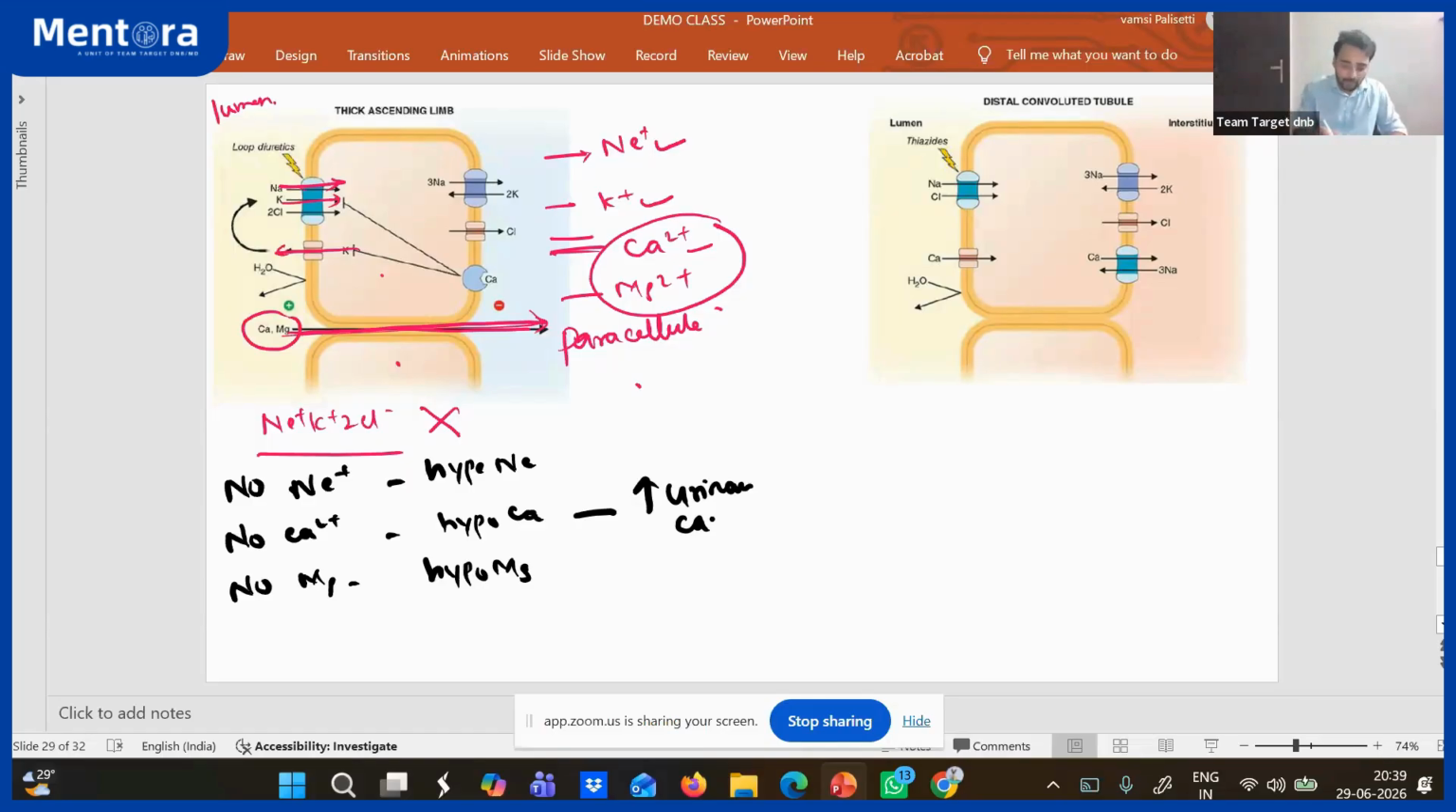Okay. And one more important thing is, because sodium is not absorbed here, and this thick ascending limb is in the medulla, your medullary osmotic gradient is affected. So there is no absorption of free water also. It's a potent diuretic agent. Potent diuresis. Diuresis will happen. Okay, clear? Everything clear? Right?